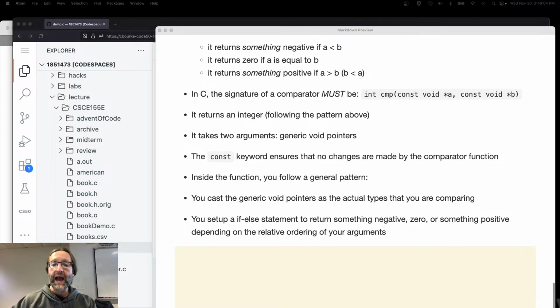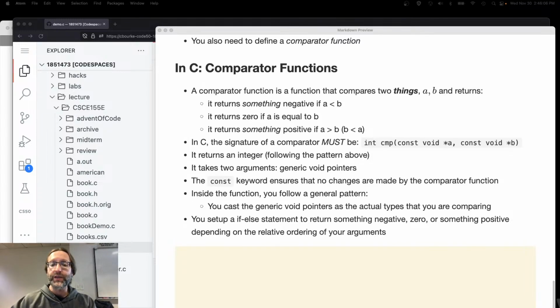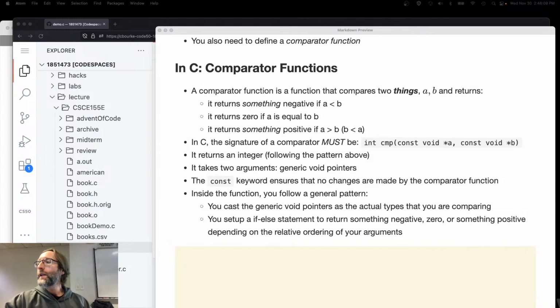That you are going to cast the generic void pointers as the actual types that you're comparing. And then you set up an if-else-if statement to return something negative, 0, or something positive, depending on the relative ordering of them. That's all you need to do. Once you've got your comparator, you can now sort.